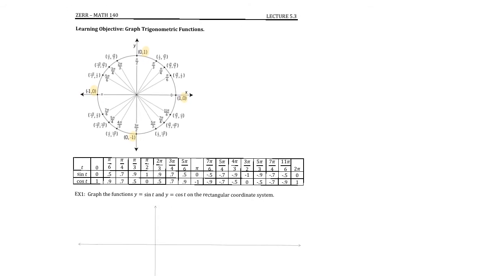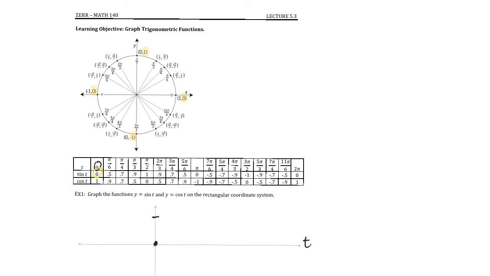At various inputs, at an input of 0, the y value there is 0. So I'm going to plot that point. Along my x-axis will be my input, that will be my t, and then the output will be the y value along the unit circle, the sine at that particular t value. So there's my first point, (0, 0).